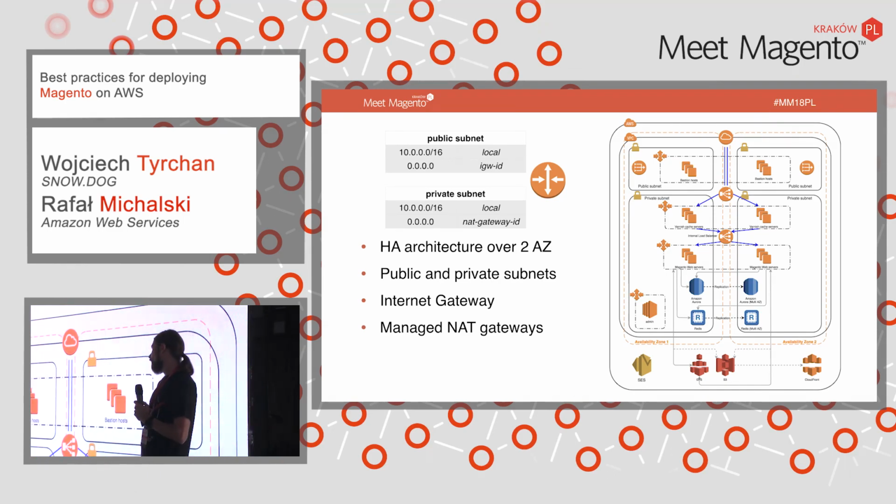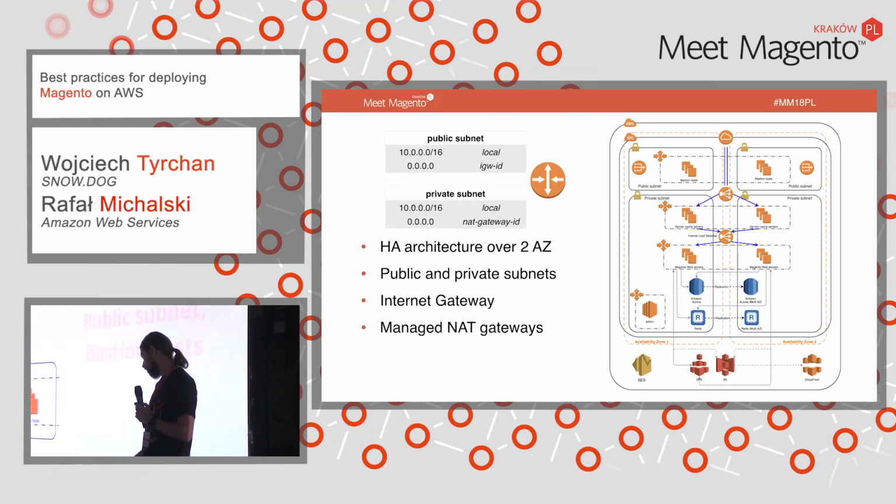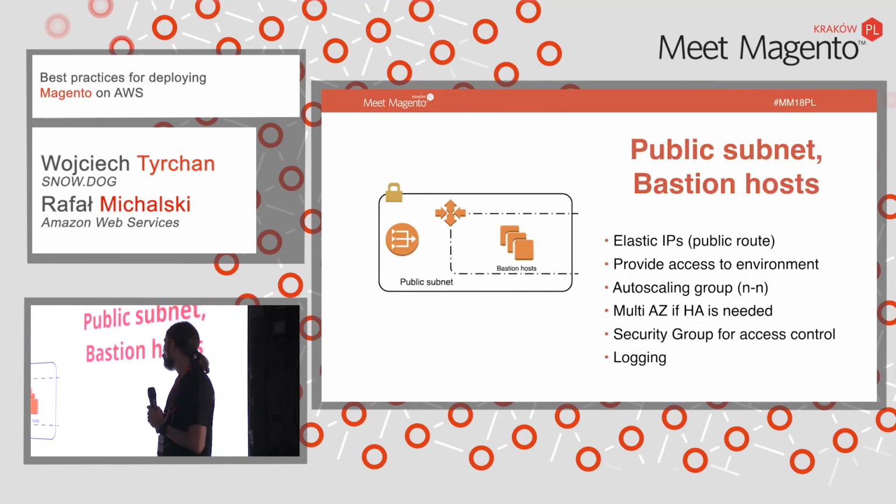Next, we will look specifically into the public subnet, where we have the bastion hosts. So this part is publicly routable, so it's equipped with Elastic IPs, so you can get directly from the internet to it. The bastion host's task is to provide administrative access to the environment. It's the only way you can enter the environment, typically by SSH access.